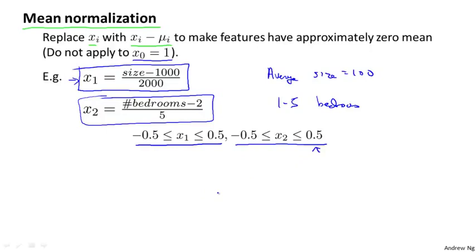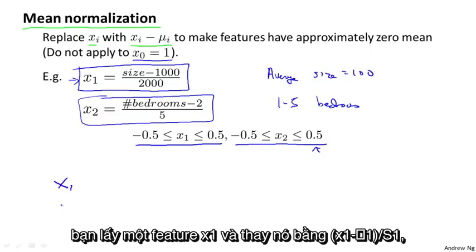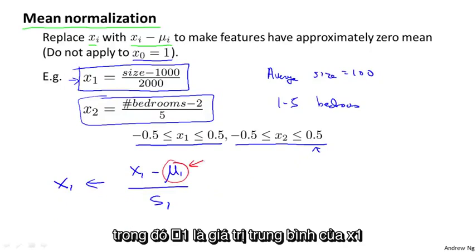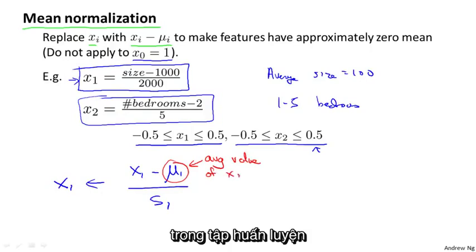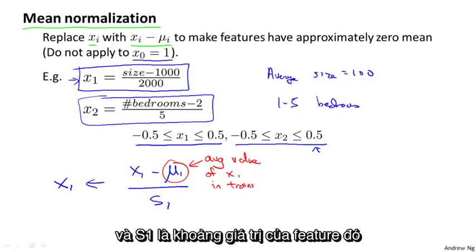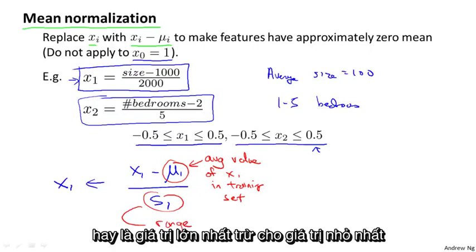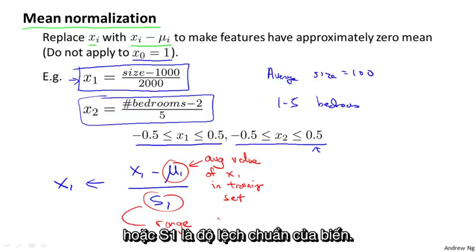And the more general rule is that you might take a feature x1 and replace it with x1 minus mu1 over s1, where to define these terms, mu1 is the average value of x1 in the training set, and s1 is the range of values of that feature. And by range I mean the maximum value minus the minimum value. Or for those of you that know what the standard deviation of a variable is, setting s1 to be the standard deviation of the variable would be fine too. But taking max minus min would be fine.